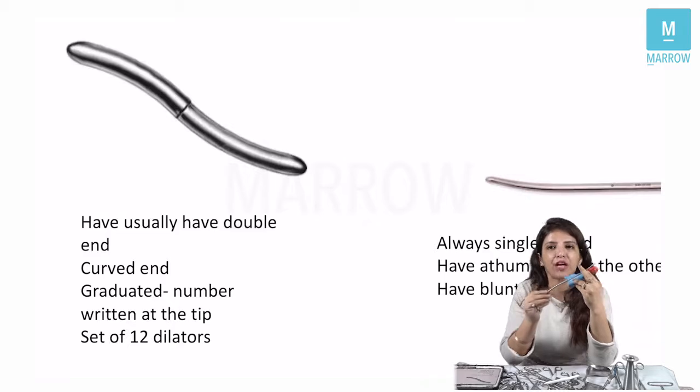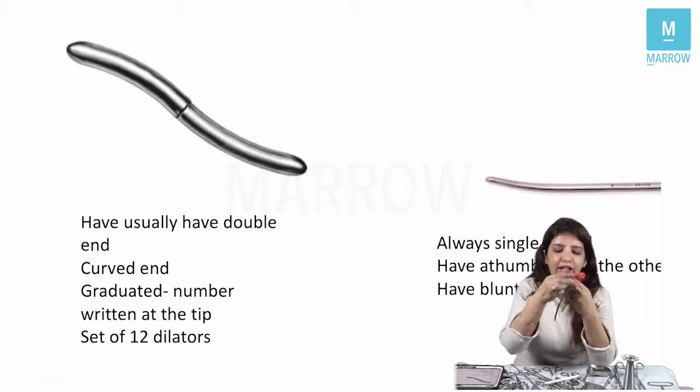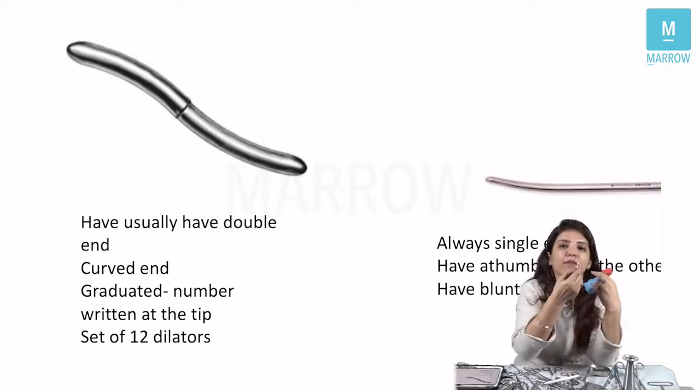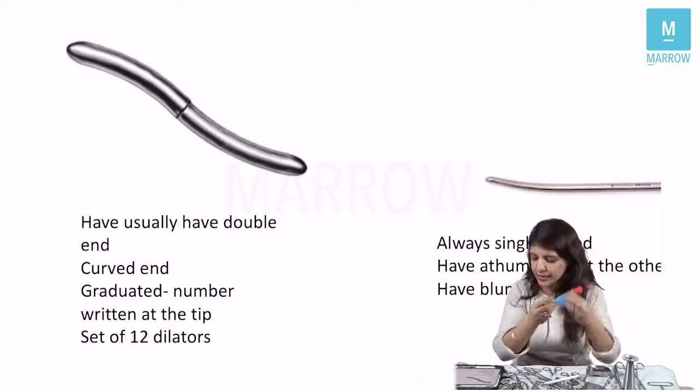Hegar's dilators, they have double ends. One end is a little narrower than the other end. They have numbers written over here which tell you what number dilator it is, right?